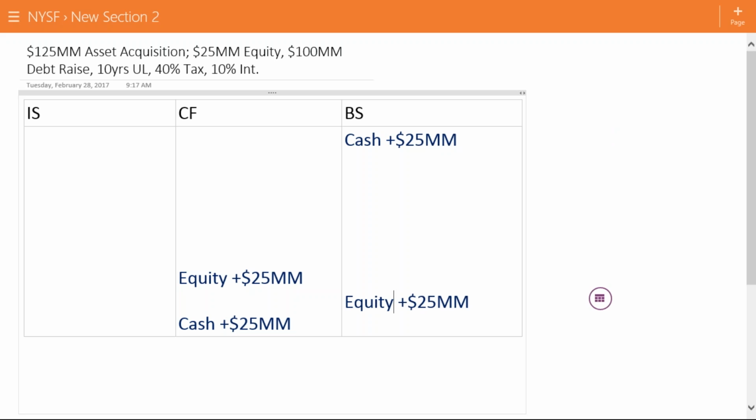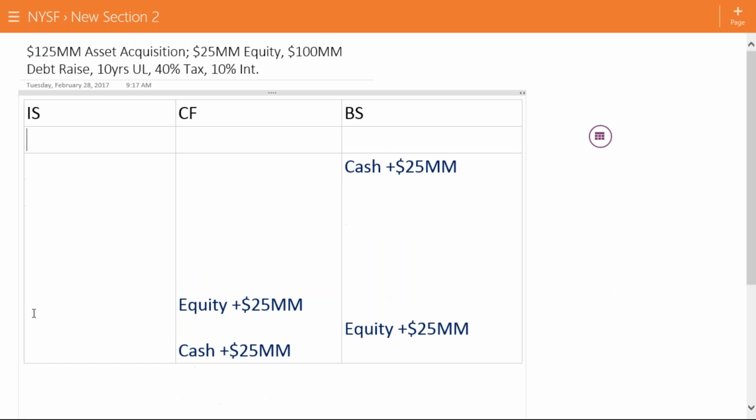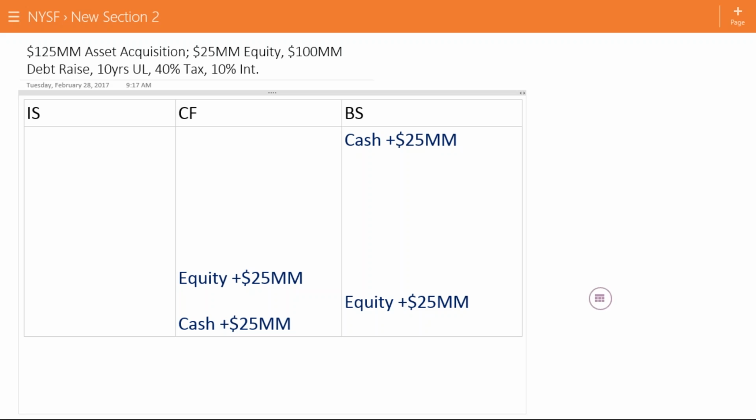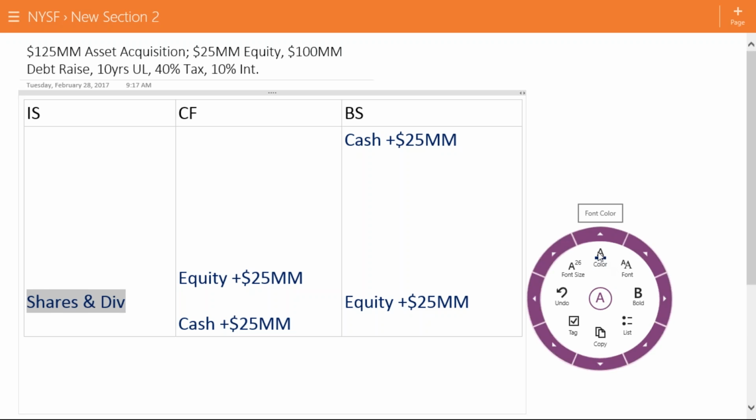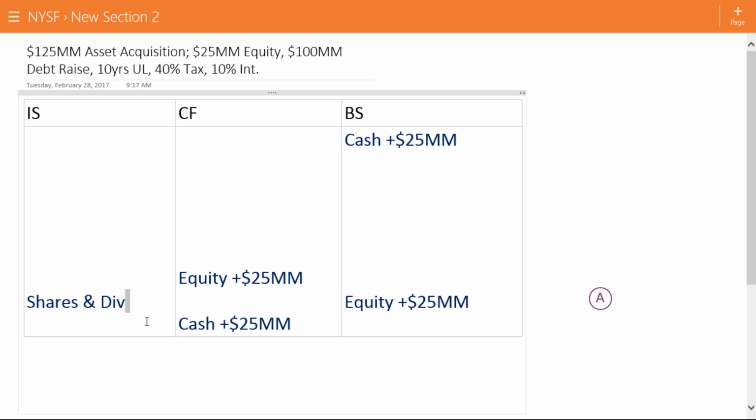What else happens when you raise equity? We got shares, and an increase in shares and dividends. Let's just leave it open. We're not going to go down and calculate EPS, but that's fine. Okay, what about debt? So we're going to increase debt by 100 million.